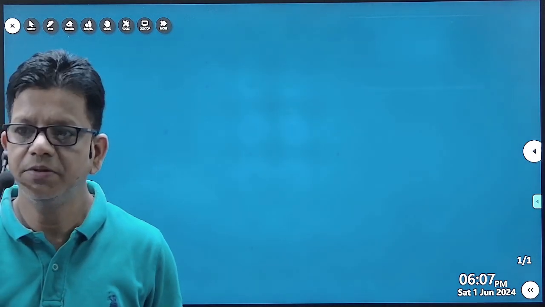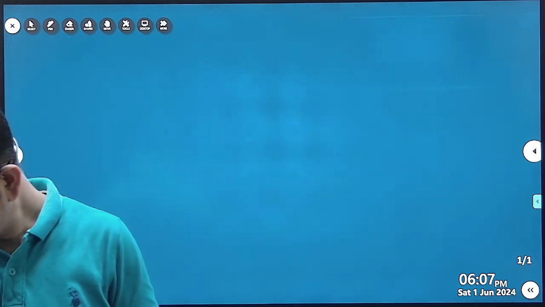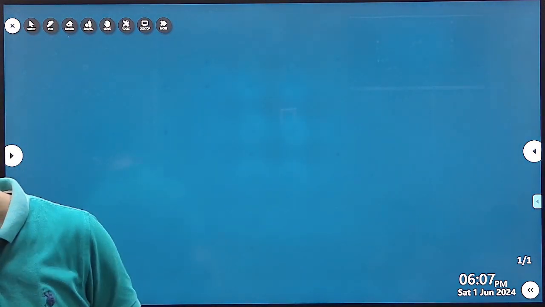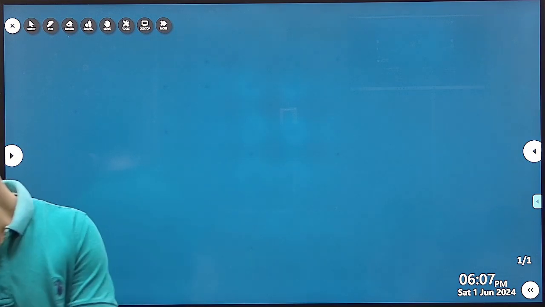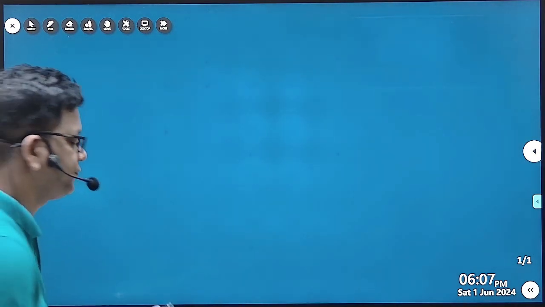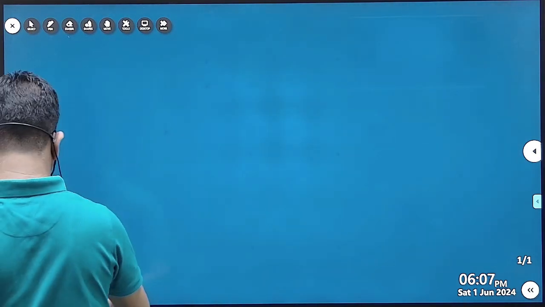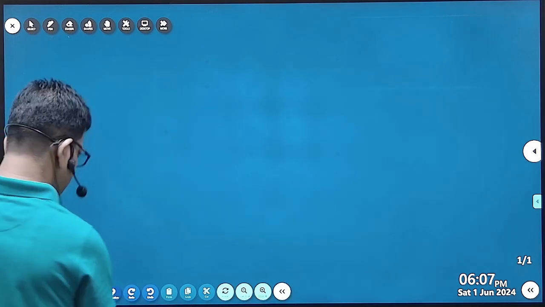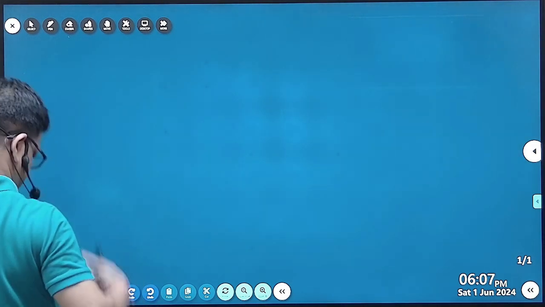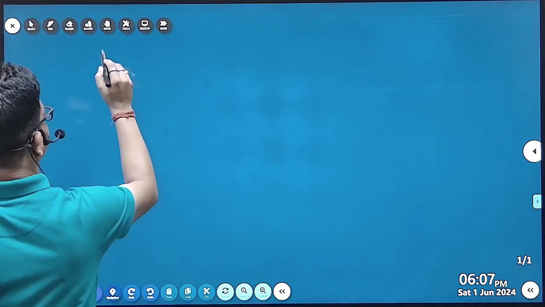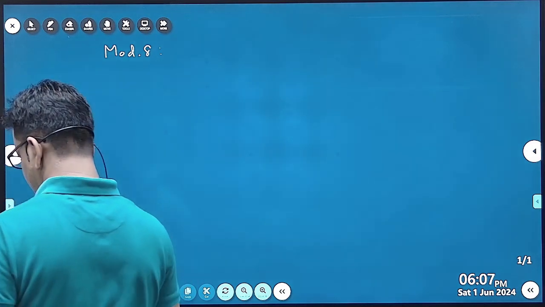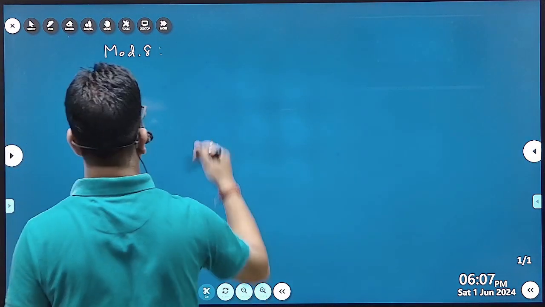So we completed probability in the last class. And some of you are not there in the class. So we'll start the last module, which is index number and time series. So it is module 8. It is the last module. Module 8. Index number and time series.